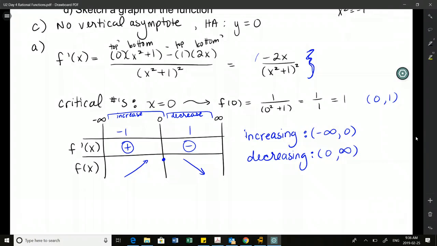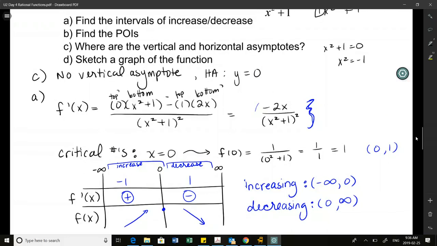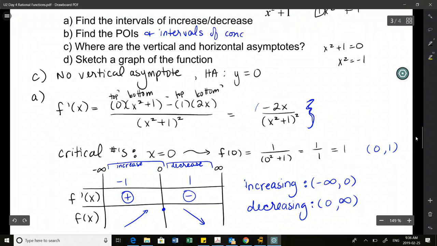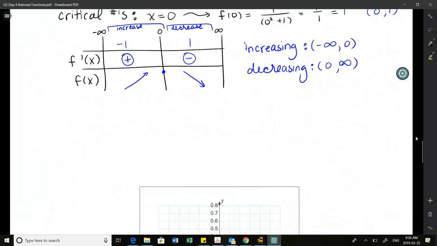And then we're going to find the point of inflection. It actually doesn't ask me to find areas of concavity here, but we're going to do that because we're sketching a graph. So we're going to find intervals of concavity as well. Okay, so part B, second derivative. I am taking my first derivative. Yep, Zainab. Point of inflection, yeah, when the second derivative is 0.